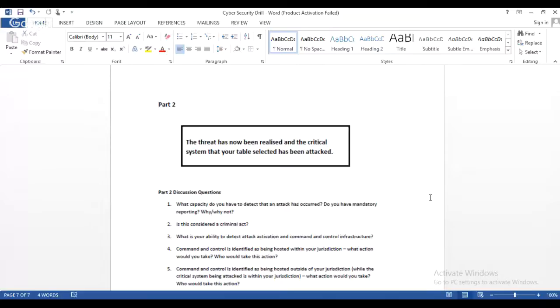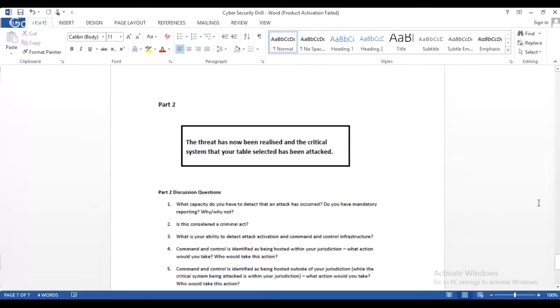Yeah, in the fourth question, command and control is identified as being hosted within your jurisdiction. What actions would you take? Who would take these actions? So the actions can be taken via CERT and law enforcement, and legal actions can be taken according to the law in the particular area.